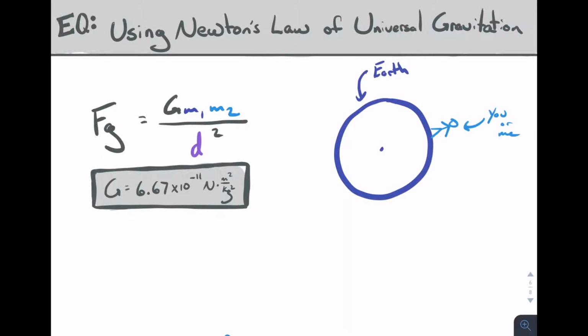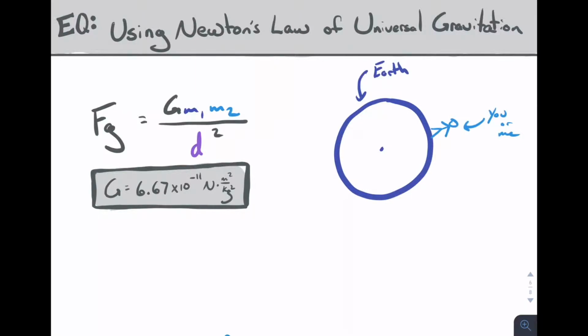Just wanted to go over how to use Newton's law of gravitation in our class. As we've already learned, the law of gravity is a force of attraction between anything that has mass. The way you calculate it is you take this number, this capital G, and you multiply it by m1, m2, and d squared. And we got that in lab.